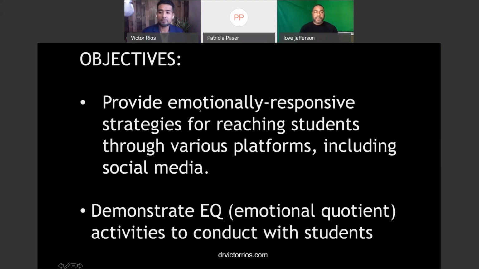You could continue putting in your quotes. It's great for us to continue to engage with them. So the objectives right now of the conversation are to provide emotionally responsive strategies for reaching students through various platforms, including social media. That'll be one objective. And the other objective is to demonstrate EQ, emotional quotient activities to conduct with students.